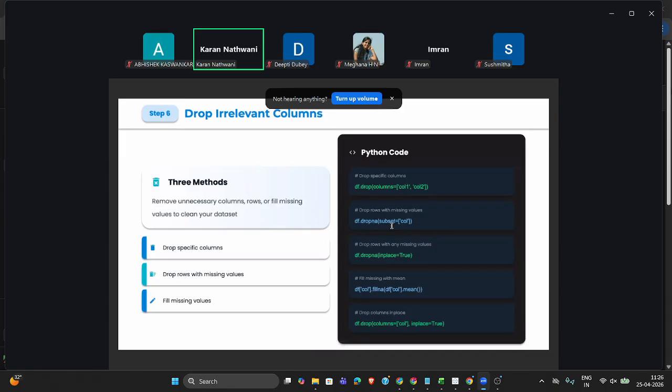Then drop irrelevant columns, which I told you about: the redundant information which does not make any significance to the outcome. You can drop them with df.drop. For that, you specify the columns to drop, column 1 and column 2, using the inbuilt drop function. And df.dropna means drop the rows with the missing values, with a subset from the column. If from particular columns you find certain rows are missing, you can throw them out with this.